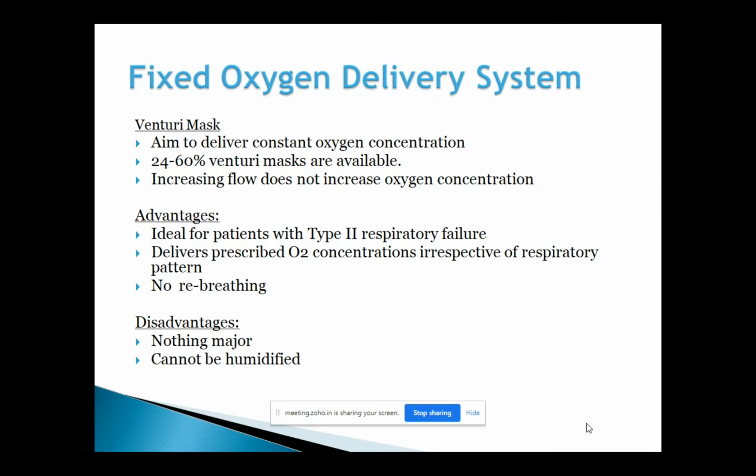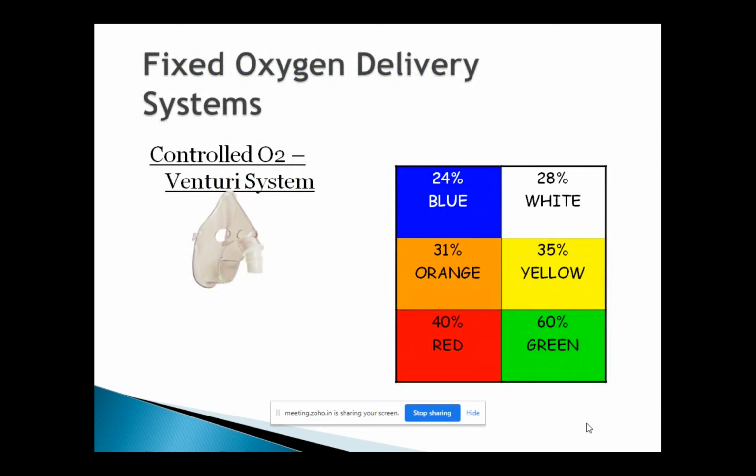It's ideal for patients with type 2 respiratory failure. I'm talking about patients with COPD, chronic obstructive pulmonary disease, who are very, very sensitive to oxygen, because you don't want to give too much oxygen and take the respiratory drive off. So this is a perfect and ideal device for somebody with chronic conditions. This device does not allow rebreathing. The disadvantages are nothing major, the only thing is it cannot be humidified. Fixed oxygen delivery system, let's look at this.